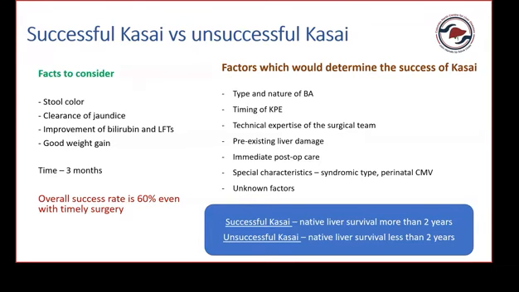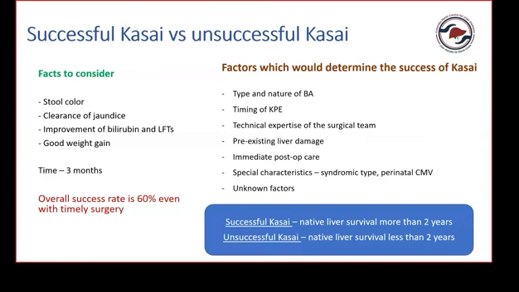So simply I would say successful Kasai means native liver survival of more than 2 years. So the child would not require a liver transplant before 2 years if the Kasai was successful. Unsuccessful Kasai means native liver survival of less than 2 years. Mostly it is less than 1 year.